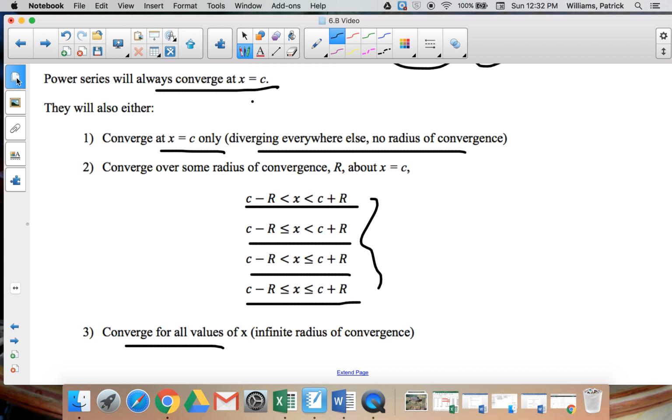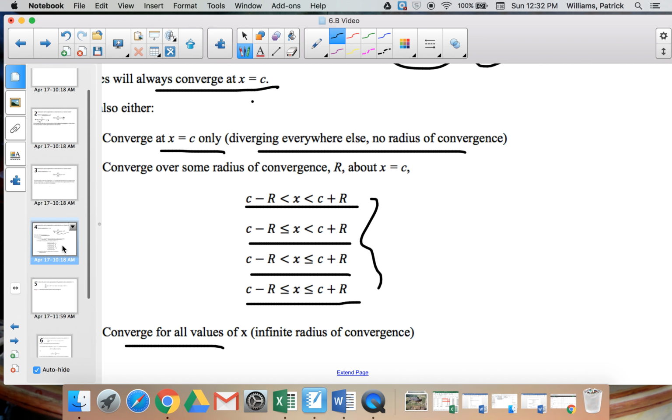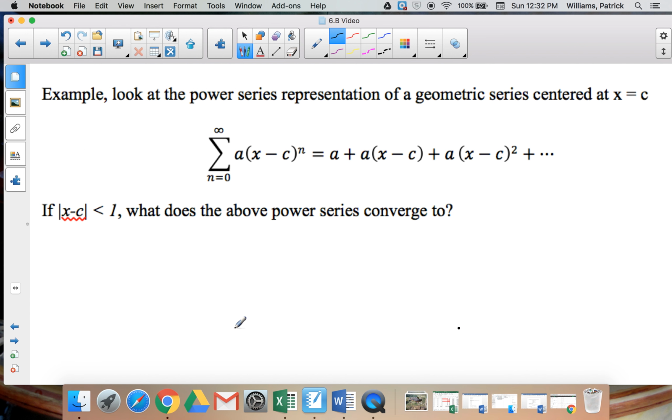It turns out a lot of functions that we use in our calculators, like e to the x, sine of x, cosine of x, they do have infinite radius of convergence, so they're very fun functions to work with in that regard.